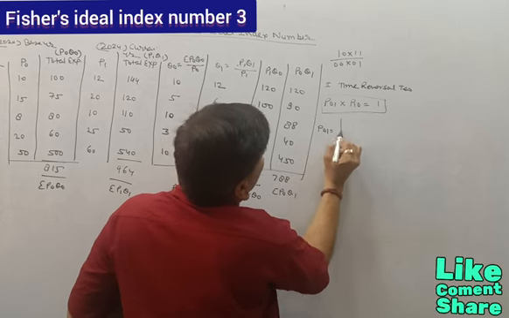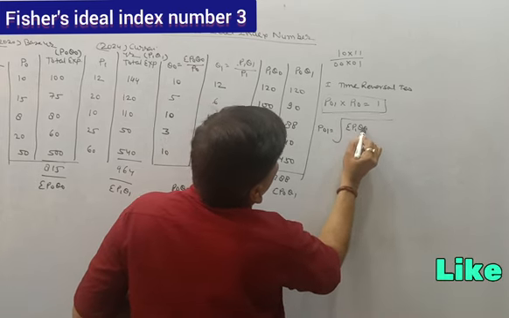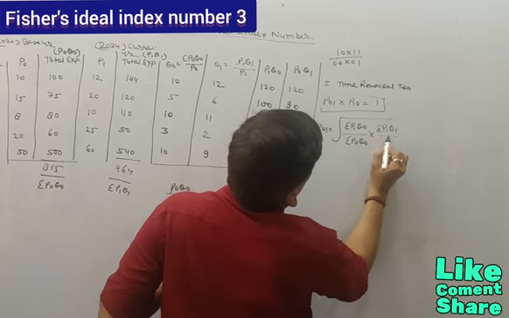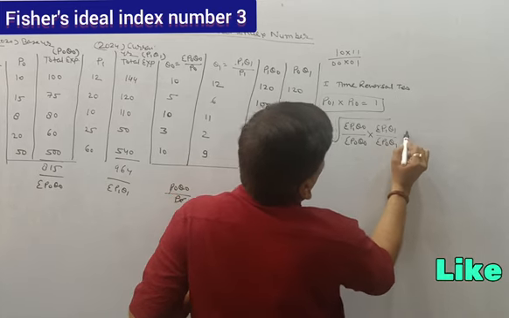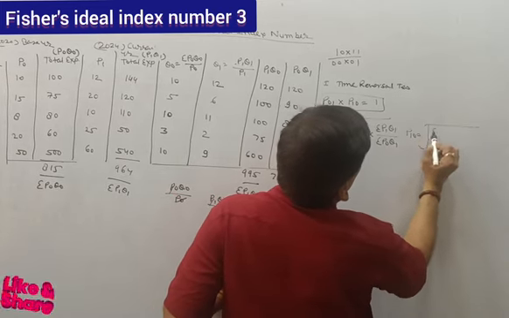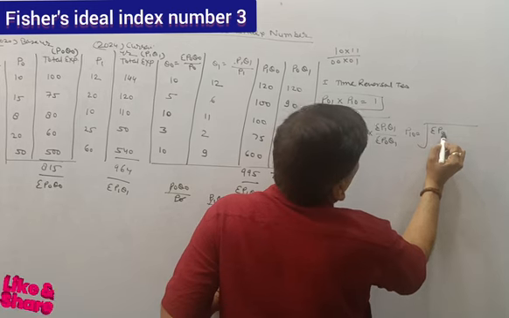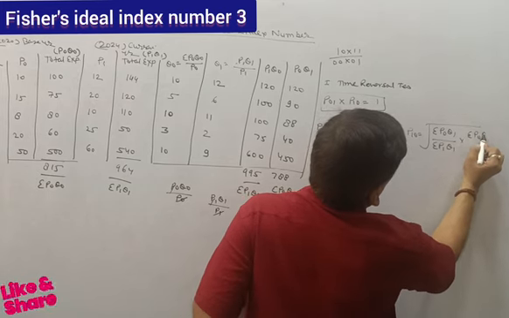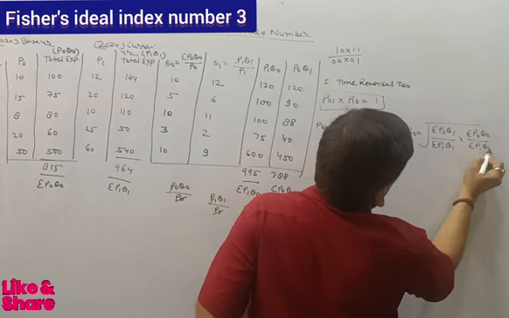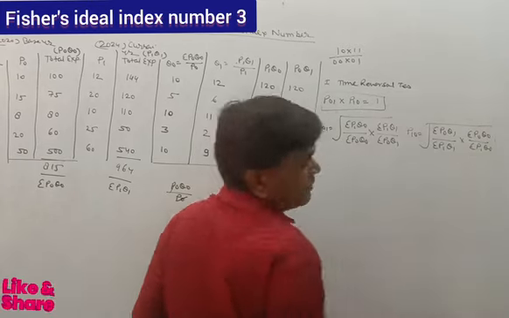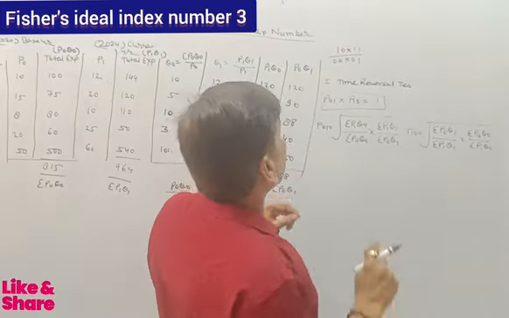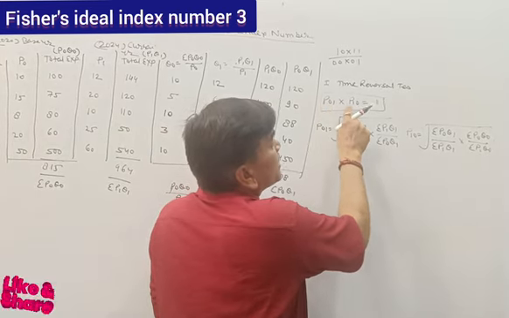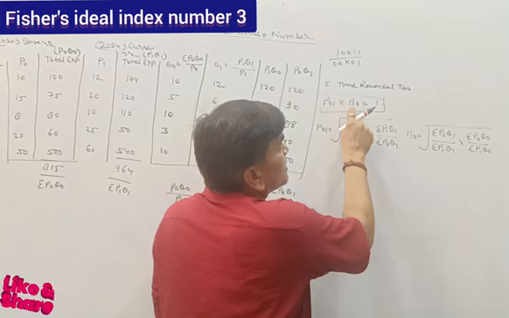So the value of P01 is sigma P1 Q0 divided by sigma P0 Q0 multiplied by sigma P1 Q1 divided by sigma P0 Q1, and P10 is sigma P0 Q1 divided by sigma P1 Q1, sigma P0 Q0 divided by sigma P1 Q0. So what is here? This is the price index of the current year on the base of the base year, and this is the price index of the base year on the basis of the current year.